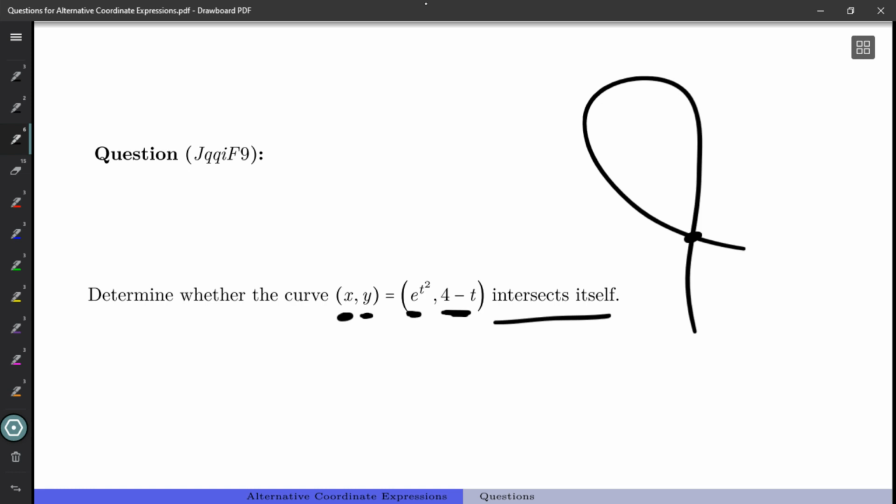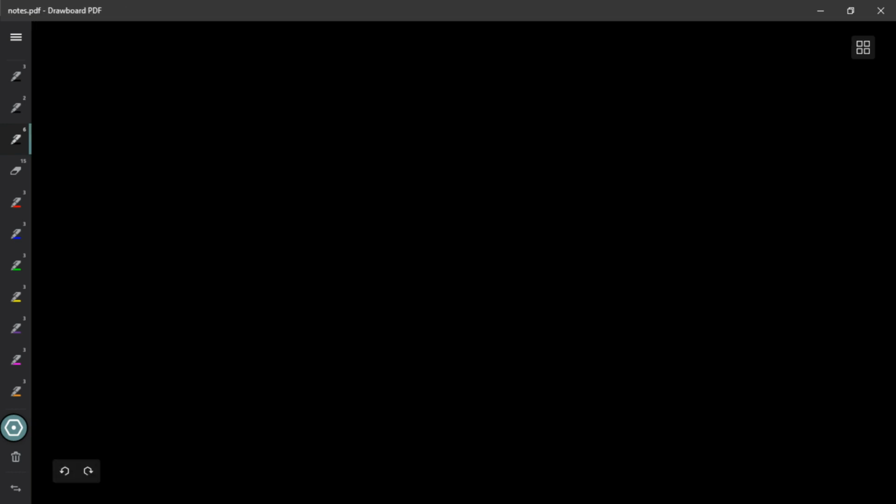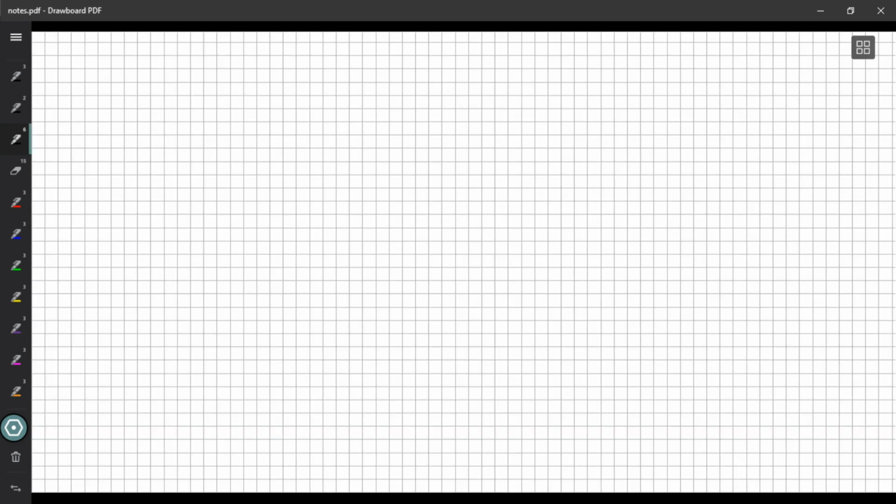Okay. And so what we'll need are two different values of our parameter, in this case t, that give us the same point. That's the idea behind the self-intersection. The way we handle this is we set up a system of equations. So both values of x need to be the same, even though the parameter values are different. And both values of y need to be the same, even though the parameters are different.